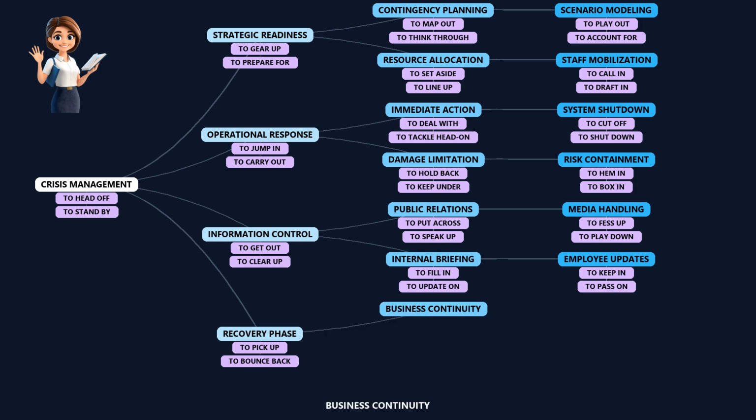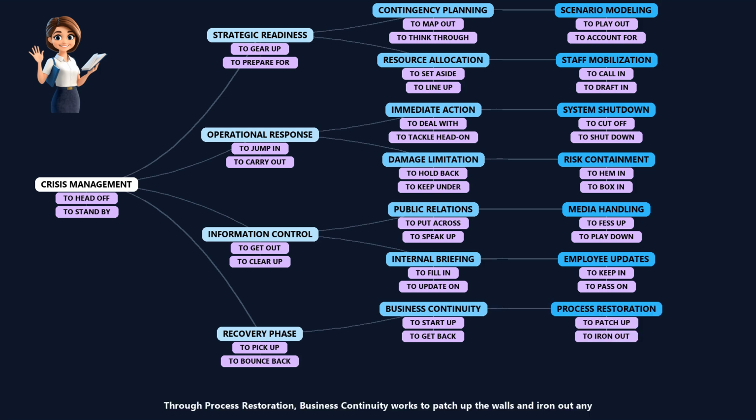Business continuity. Business continuity is a functional layer of the recovery phase used to start up the office and get back to our daily routine. This means opening the doors again and beginning our regular work. Process restoration. Through process restoration, business continuity works to patch up the walls and iron out any small errors. To put it simply, we are repairing what was broken and solving the last few little problems.